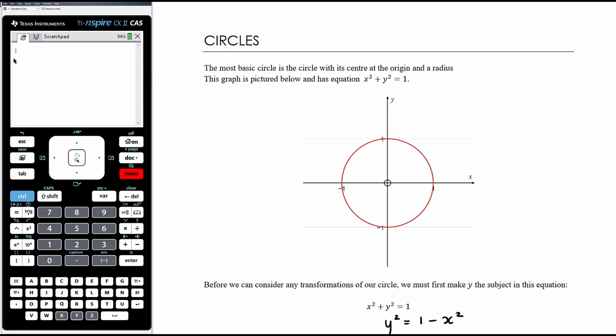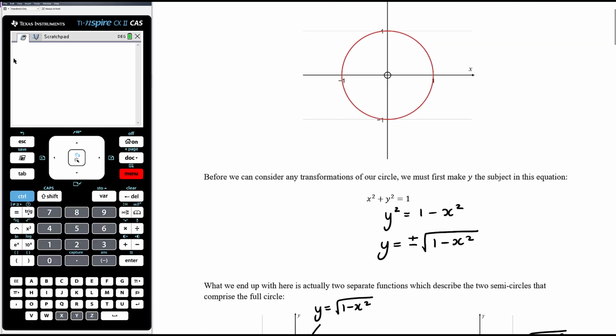If we were to only dilate from the x-axis by a factor of 2, we would only stretch the graph out this way and it would become an ellipse that way. And so we would need to do both dilations to keep the shape still a circle and to increase its radius, to double its radius in that instance.